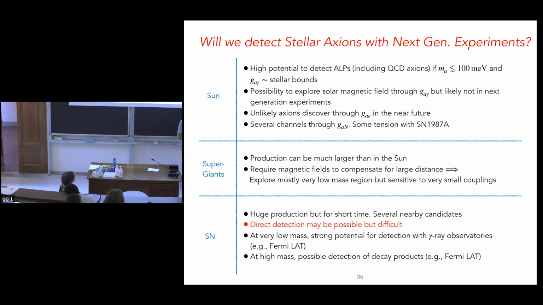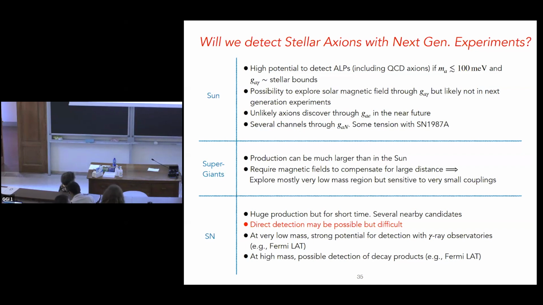So supergiants, well, if axions happen to be very light, then this could be a good way to detect them. There are order 10 supergiants close by, which one can look at. Maybe one of them is in late stages and produces a lot of axions. They convert, and we see them, but they have to be very light.